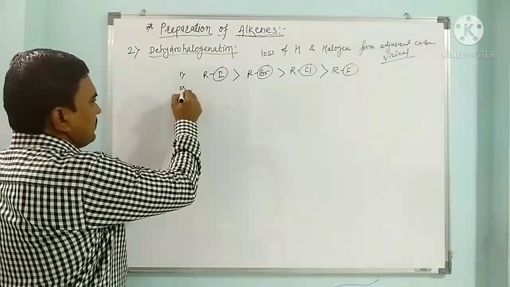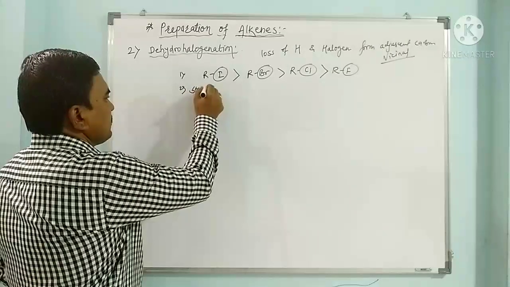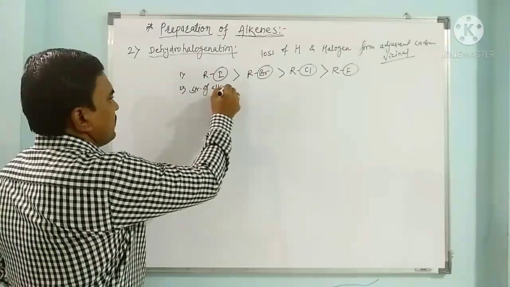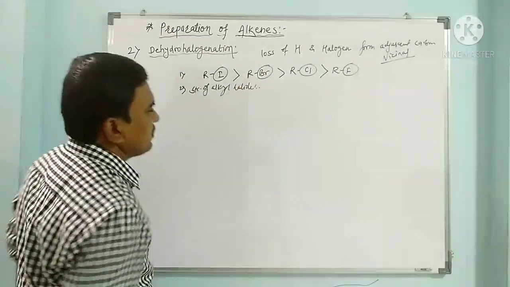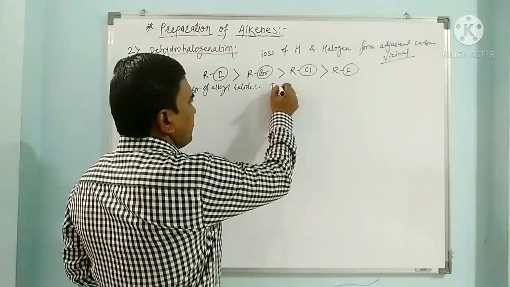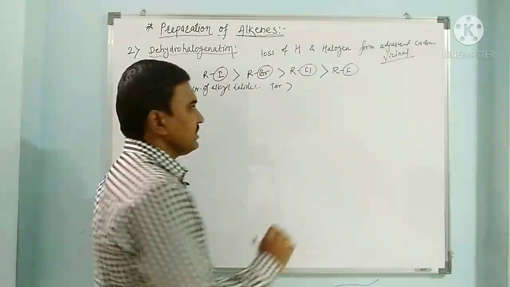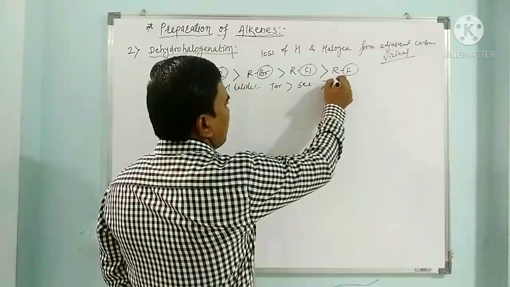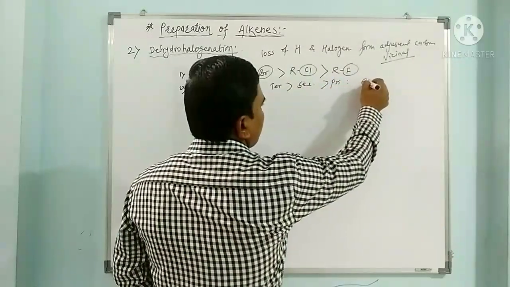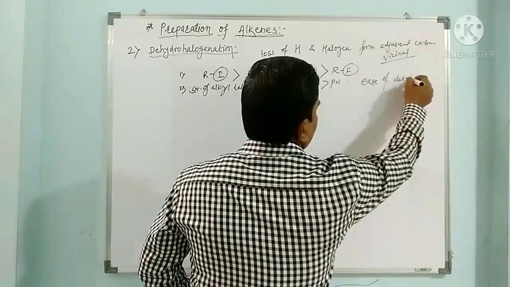Now again this depends on halogen. Now second, it also depends on structure of alkyl halide. So here tertiary alkyl halide has a higher rate of elimination or dehydrohalogenation than secondary and then primary.